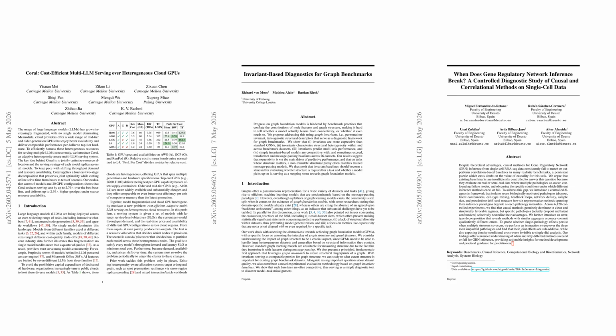What do heterogeneous cloud GPUs, graph benchmarks, and gene networks have in common? In this episode, we explore 3 papers that challenge assumptions in AI systems and scientific machine learning. One shows how to squeeze more performance from fragmented GPU fleets with clever LLM serving templates. Another reveals that simple graph invariants can rival powerful GNNs while exposing benchmark flaws. A third uncovers when causal gene network inference truly works and when correlation wins.